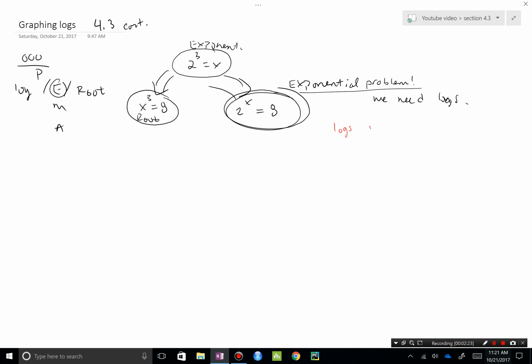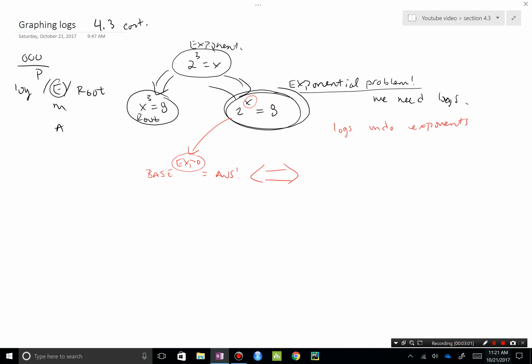Logs undo exponents. There's a connection between exponentials, which look like this, which I'll generalize to say base, exponent, and answer. But keep in mind the context of what we're talking about here is we don't know what this exponent is. When we're trying to solve for it, ideally we want to get the exponent out. So how do we do that? In the previous class, Math 1050, which is basically intermediate algebra, we talked about a conversion from exponential form into log form.